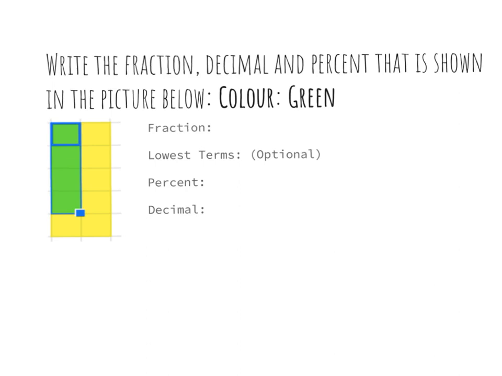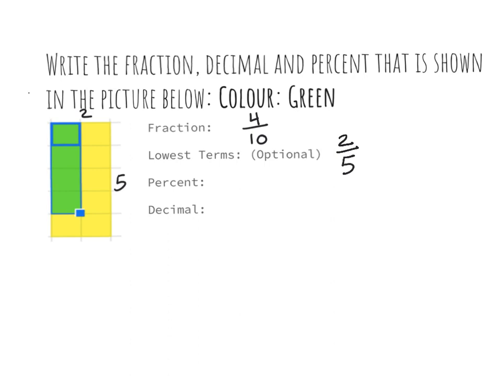Okay, this is the first question on your assignment, so you can follow along and do it with me. Write the fraction, decimal, and percent that is shown in the picture below. The color green out of the yellow squares. Okay, so first things first, we know how many yellow squares. What is the area? It's 2 times 5, so we know that the fraction is going to be out of 10. And how many green squares? Well, 1, and then 1, 2, 3, 4. So it's 4 out of 10. Reducing this one might be very obvious for you. It's 2 out of 5, and if it took you a minute or two, that's no problem as well.